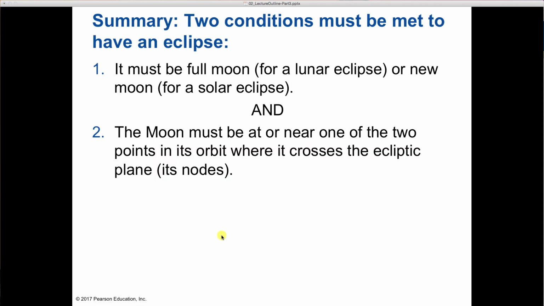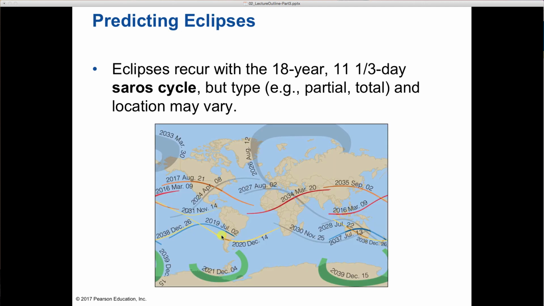So the moon must be a full moon for lunar eclipses or a new moon for solar eclipses, and the moon must be at or near one of the 2 points in its orbit where it crosses the ecliptic plane, the Earth's orbital plane, and those points are called nodes. And then one last thing, we're not going to talk about too much why this is, but because of this tilt of the moon's orbit, and actually the fact that that orbital plane kind of wobbles over time, that leads to a cycle of eclipses that have about an 18-year, 11 and a third day cycle. It's called the Saros cycle.